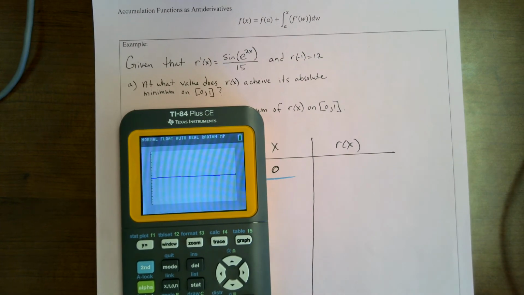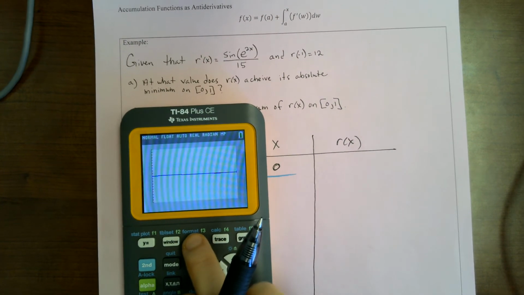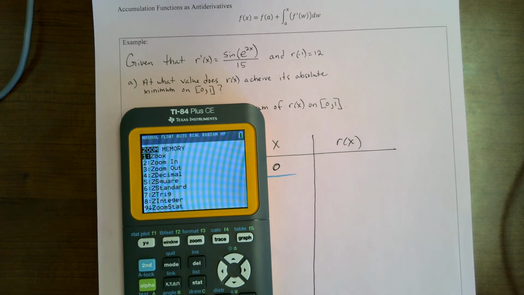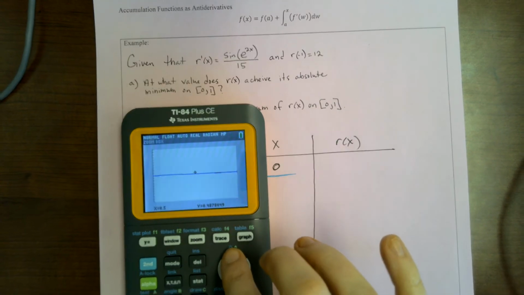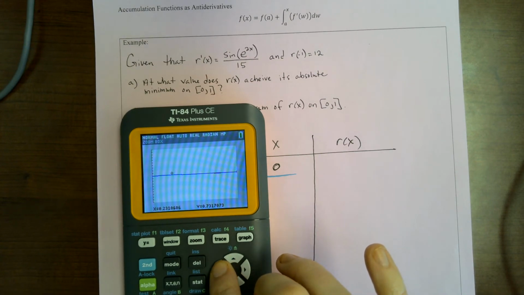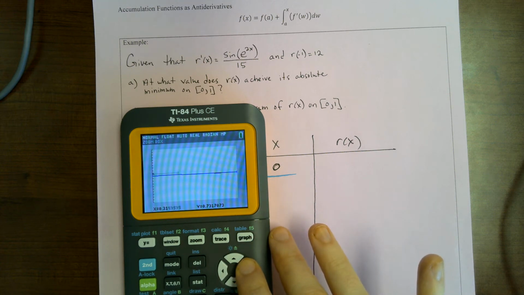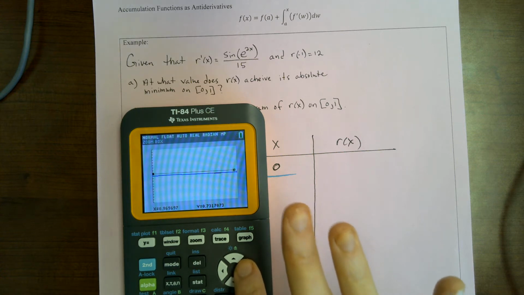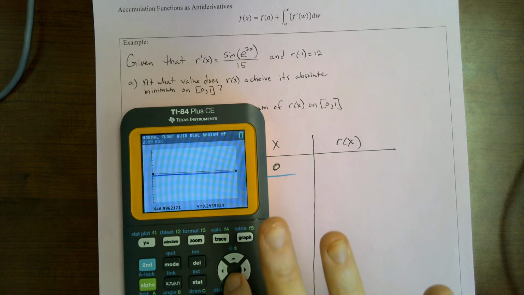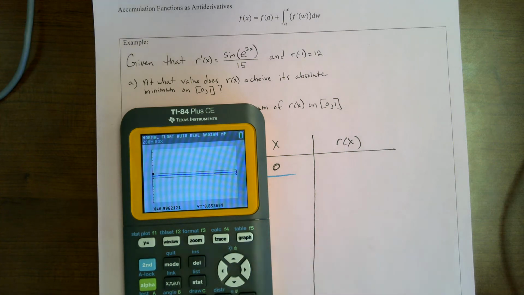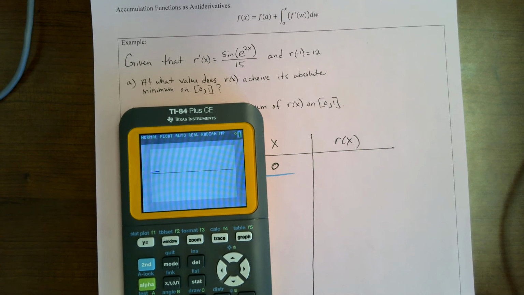So what you're going to do is go to Zoom Box. I'm just going to go a little bit up above the graph. I'll start way over here and hit Enter. Go all the way to the right, but don't go off the screen. Then I go down, and I hit Enter again. Now we have a better view.